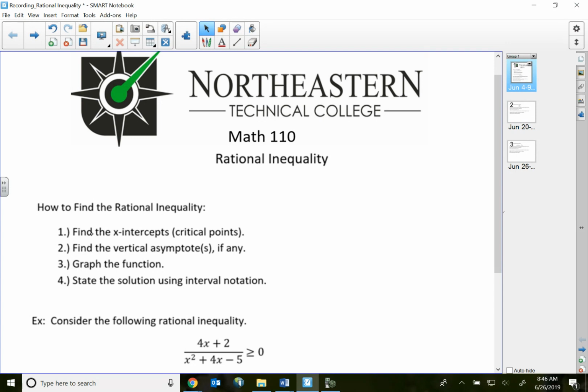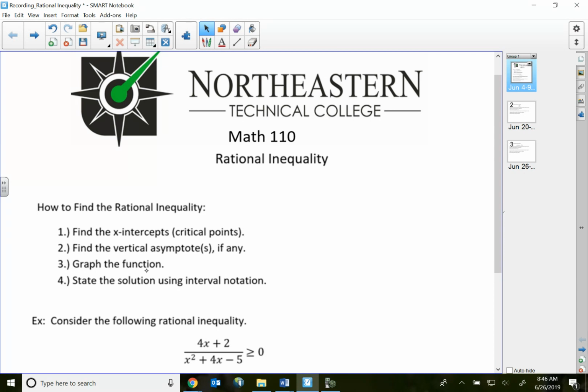Just like with the polynomial inequality, you have to find the x-intercepts, or your critical points. And here you also have to find the vertical asymptotes, because a vertical asymptote divides my graph into different parts, as you see from the graphing of rational functions.